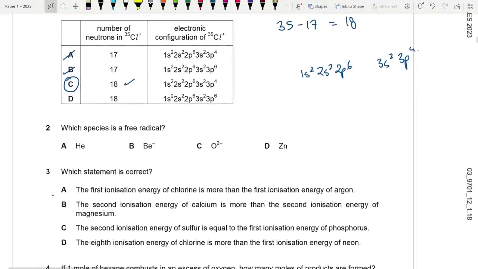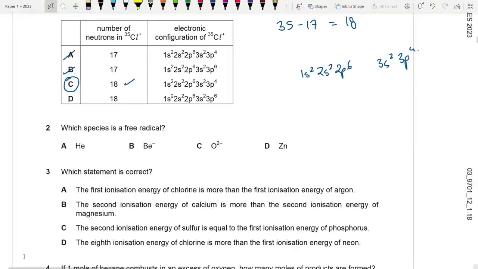2. Which species is a free radical? To be a free radical, you need one lone pair. Sorry, not one lone pair actually, one unpaired electron, right? Excuse me. So helium is the second element, and it has two electrons in its outer shell. It has one lone pair, but not one unpaired electron. It's a noble gas, but it does not have unpaired electrons.